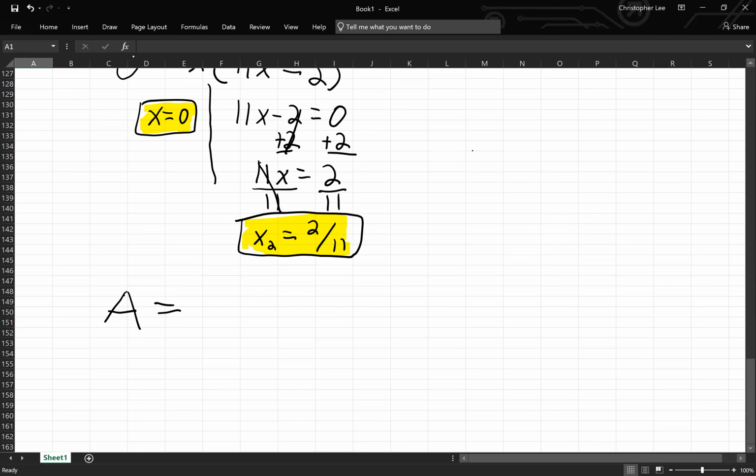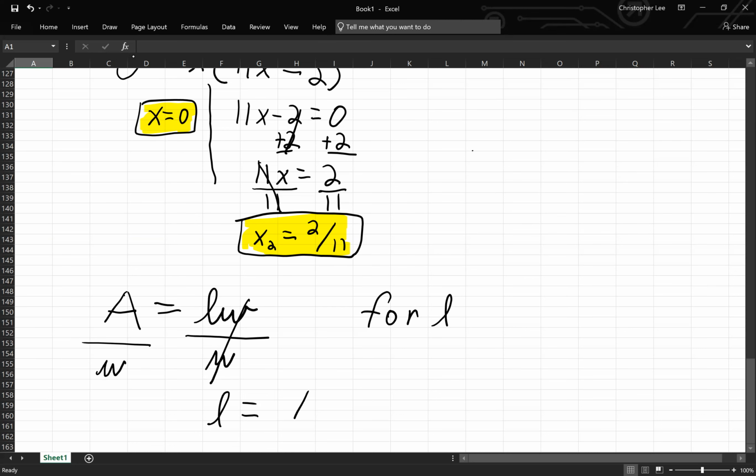I have A is equal to LW, and they want you to solve for L. So long story short, to solve for L, I just got to get rid of W, right? So I'm going to divide by W over here. But what I do to one side of the equation, I have to do to the other side of the equation. And that's it. So L is equal to A divided by W.